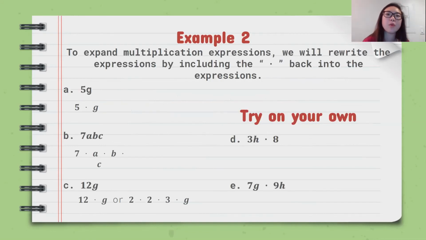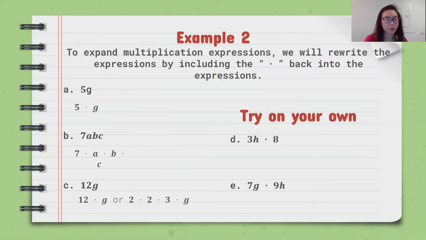All right, so for example 2, we're going to expand multiplication expressions. We will rewrite the expression by including the dot multiplication symbol back into the expression. What we did earlier was we took all of these and put them in this form where we had them next to each other. Now they gave it to us next to each other, and we're going to expand it out into the first way.